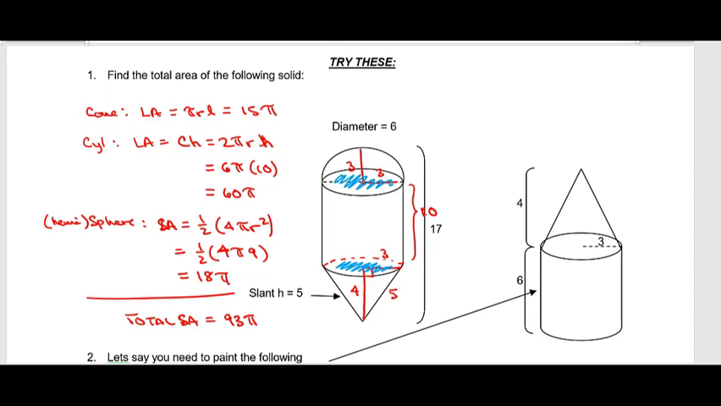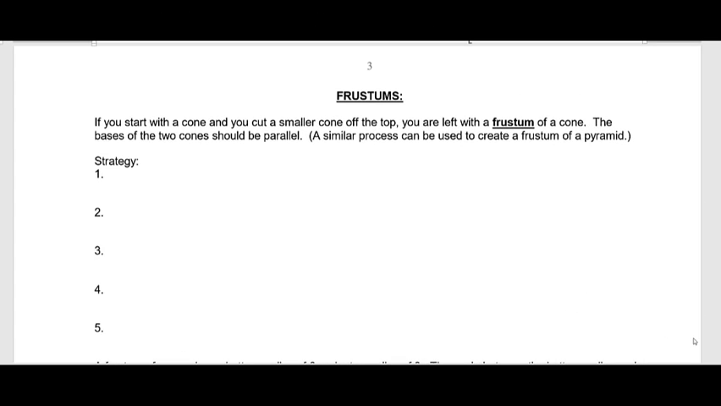We're going to move on to the next page, and we're going to take a look at a special case here of a cone. A special type of solid that's related to cones is called a frustum. And a frustum looks like this.